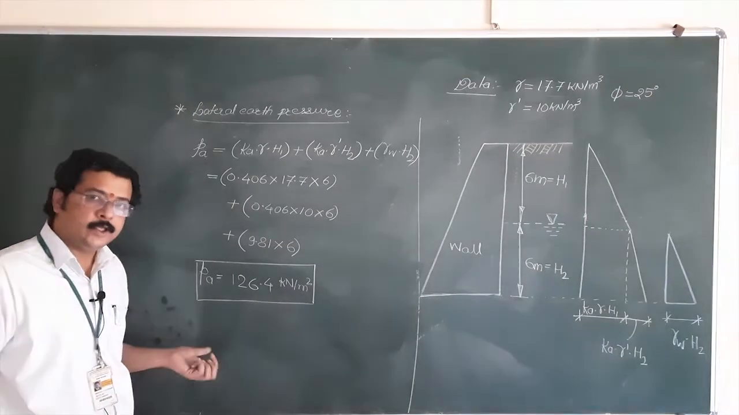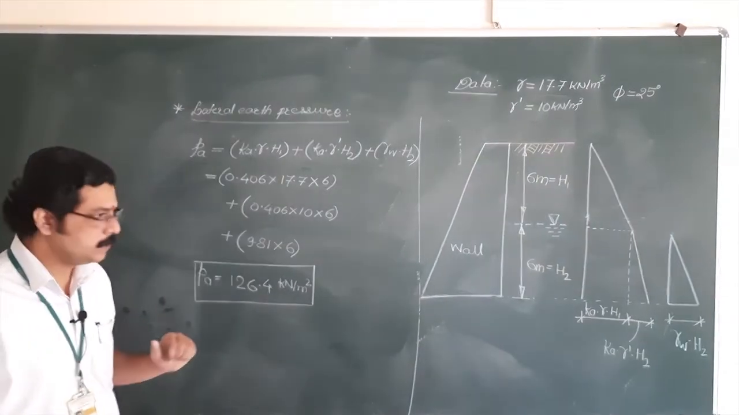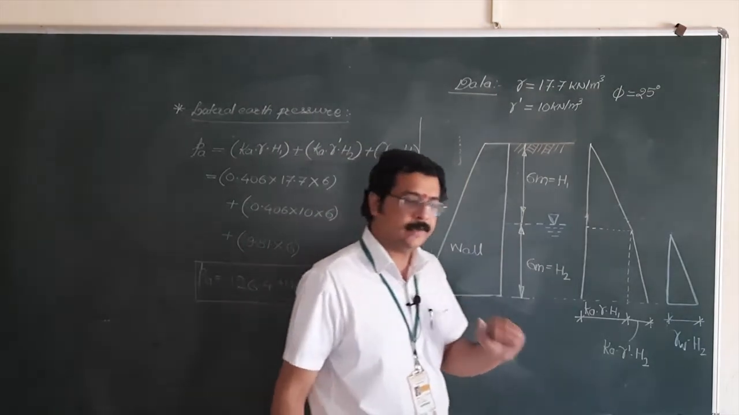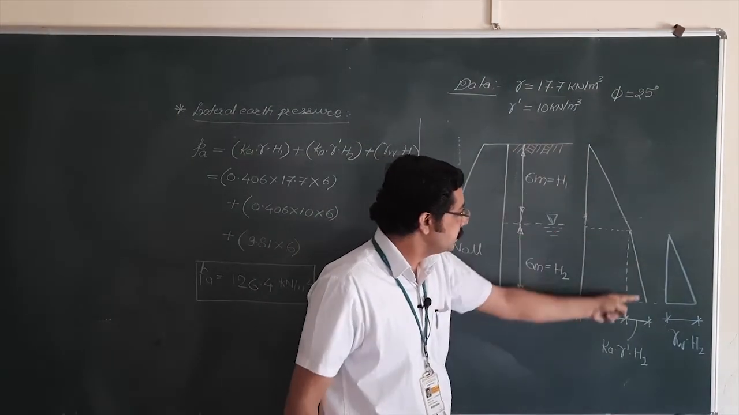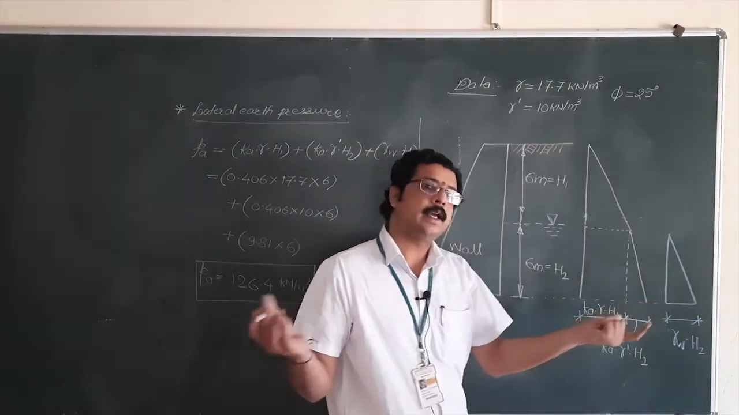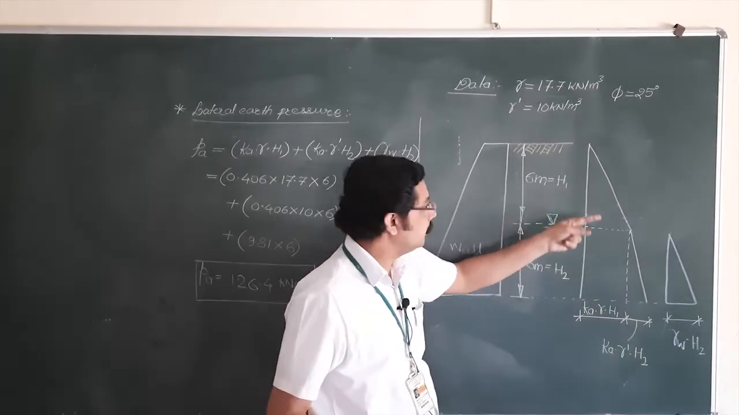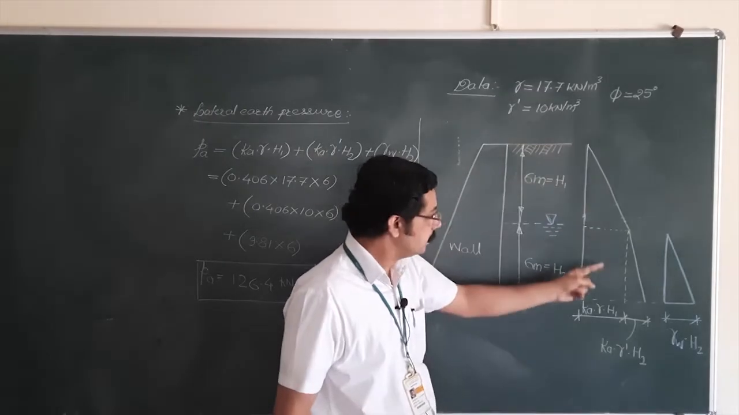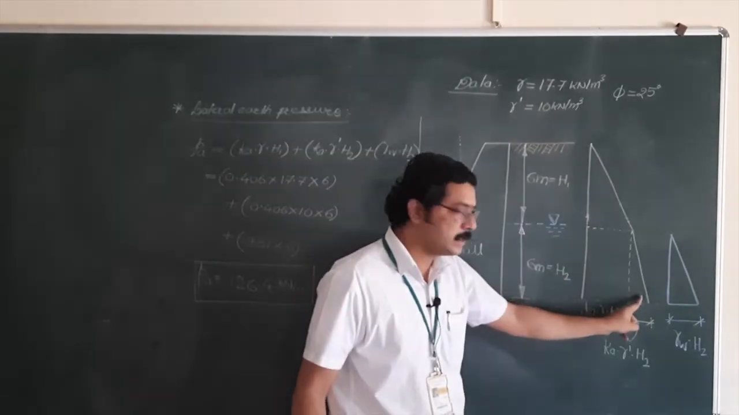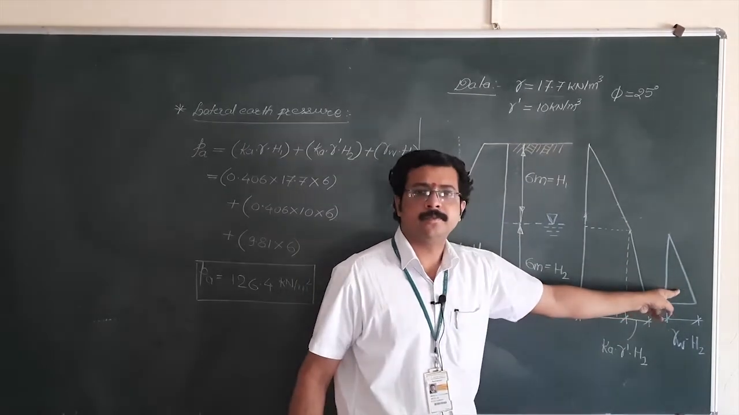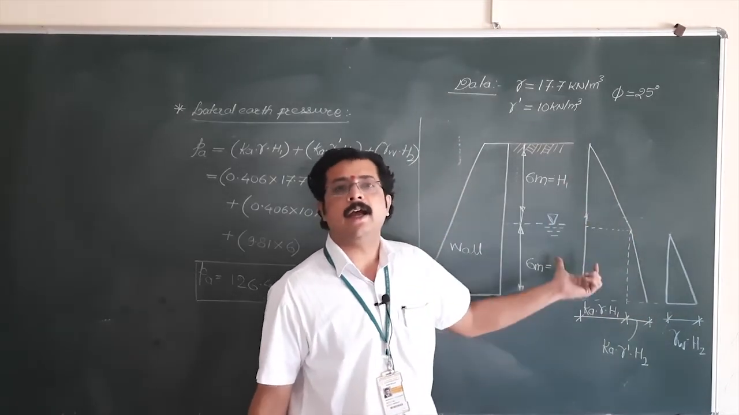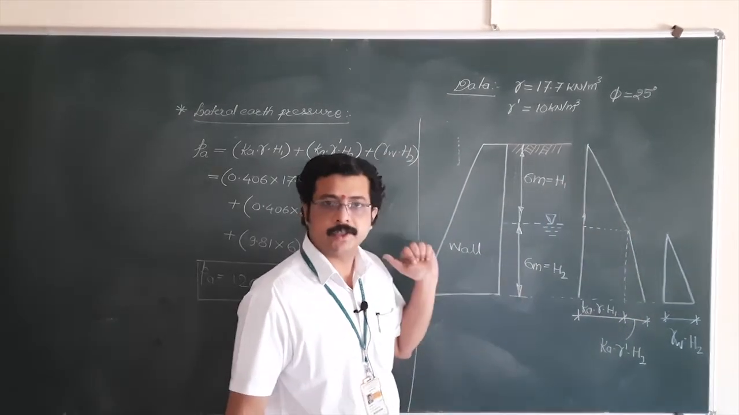Our objective is to get total pressure. How to find out total pressure? It is very straightforward. Find out the area of this figure and this figure, add them together. There are 4 shapes in this diagram. First is this triangle, second is rectangle, third is this triangle, and fourth is this triangle. So find out the areas and add them. Let us go for the calculation.